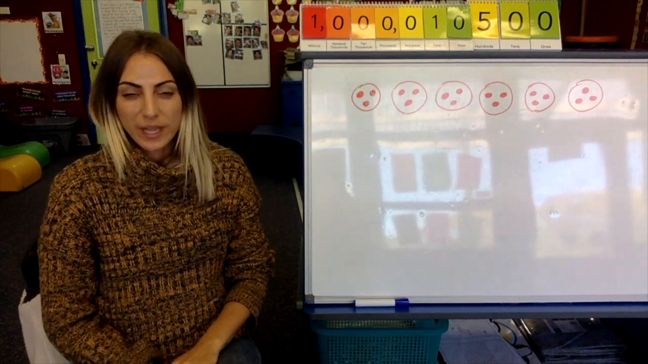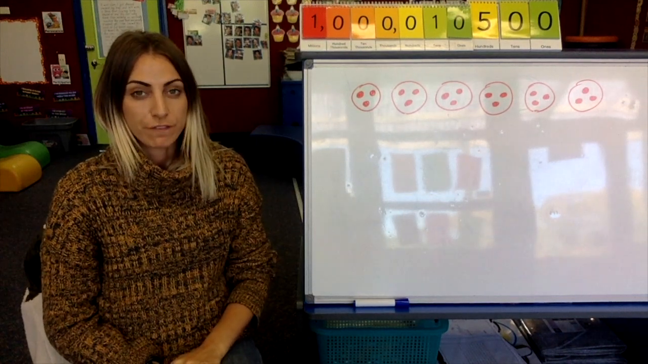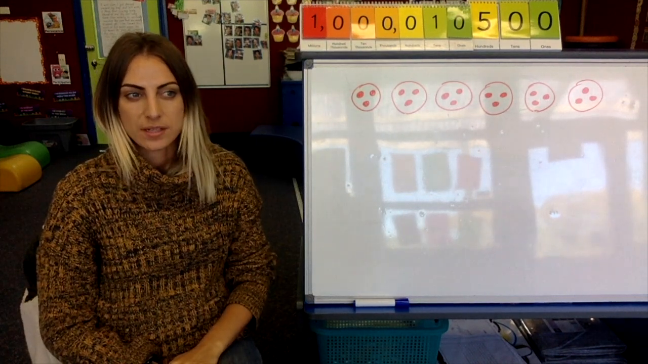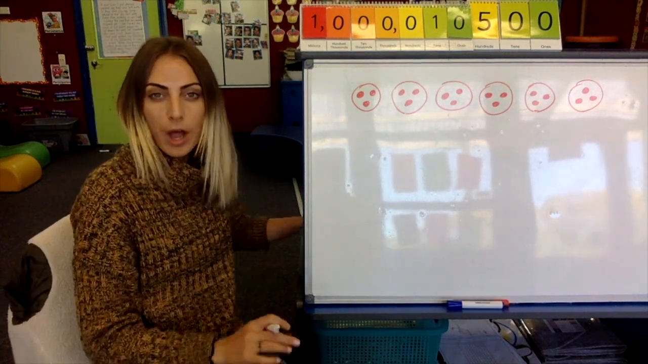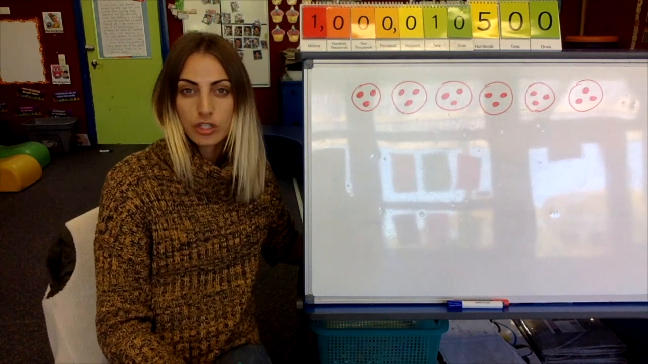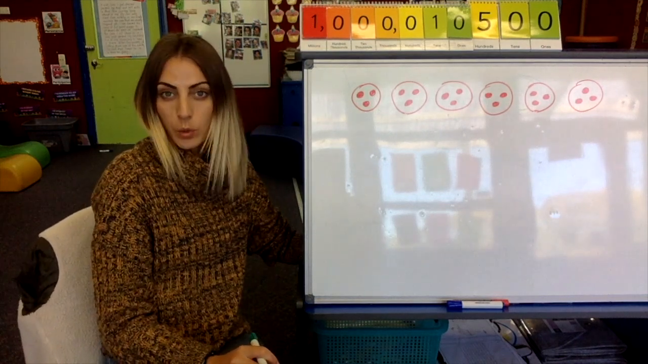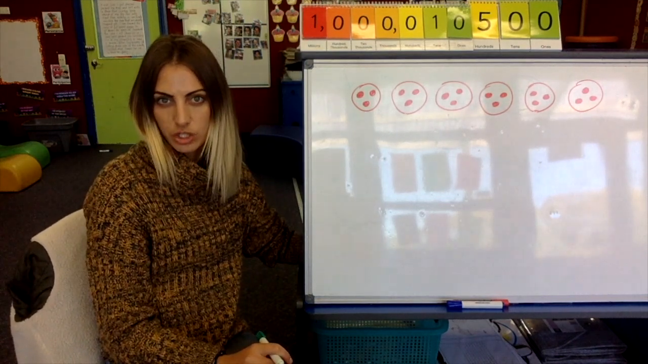Okay, so this week your math strategy is using 5 times tables to work out 4 times, 6 times and 7 times. I'm going to give you an example of how you can use your 5 times tables to help you work out a 6 times table question.